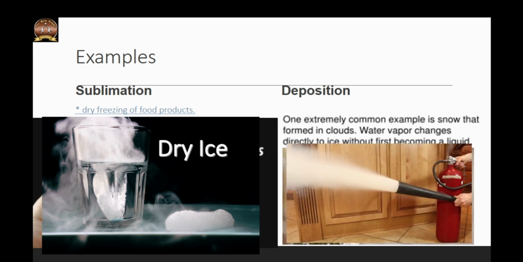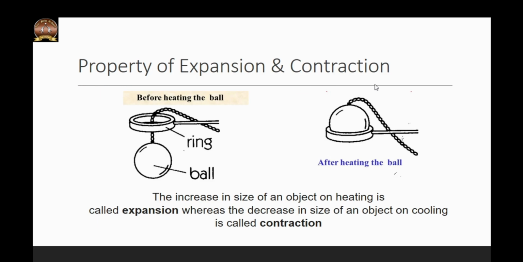Liquid carbon dioxide, when released from extremely high pressure, such as from inside a fire extinguisher, deposits to form dry ice. Dry ice is also manufactured industrially because of its various uses. So, deposition of dry ice happens when carbon dioxide is released from a liquefied state in a high pressure to the normal atmospheric pressure. Now let us move on to learn about the property of expansion and contraction of matter.